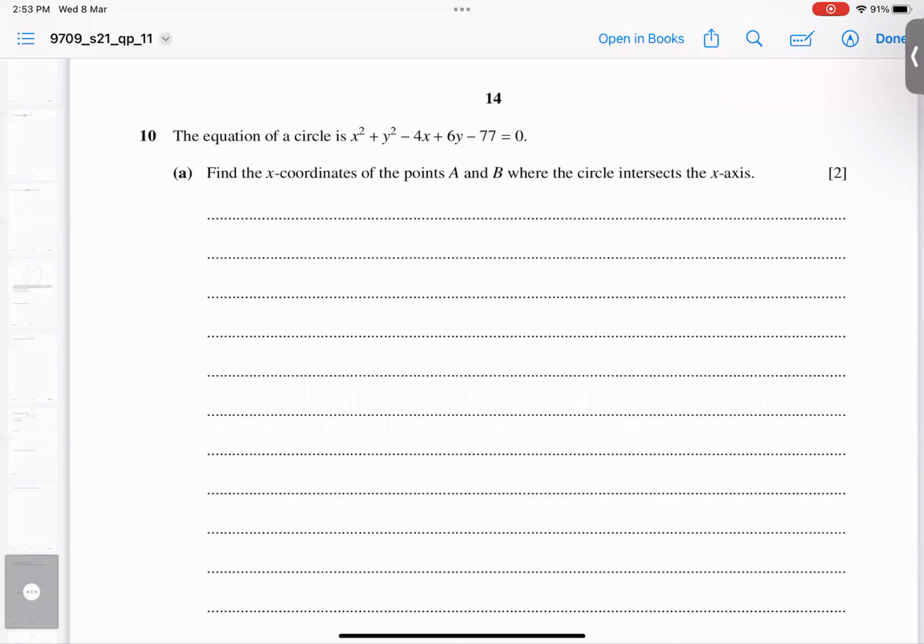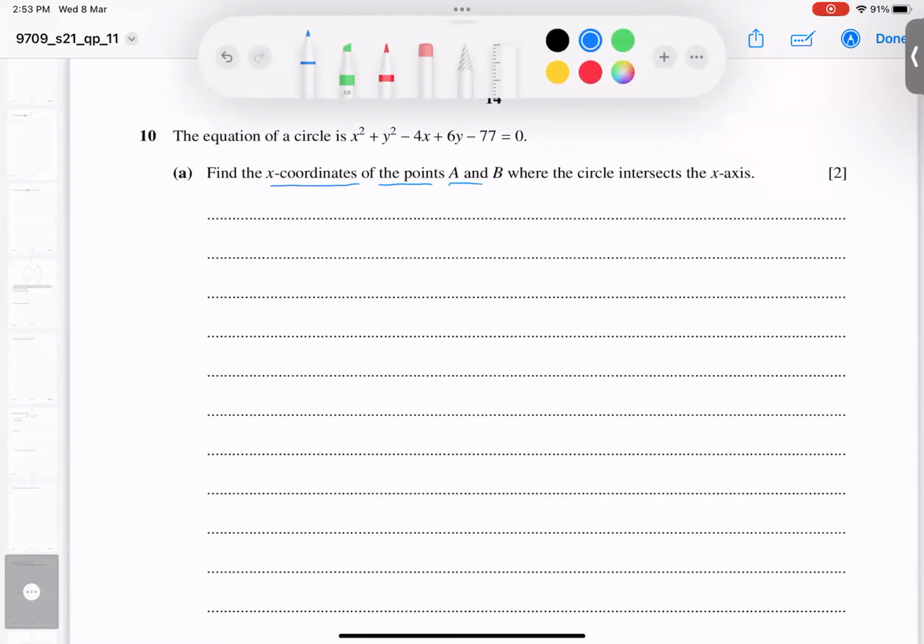Yes, this is what I'm going to solve now. I hope you have done it. And now you can check your answers. Number 1 is asking here for the x coordinates of the points A and B where the circle intersects the x-axis. So it's a very clear approach. Whenever any line cuts the x-axis, 100% y is 0.